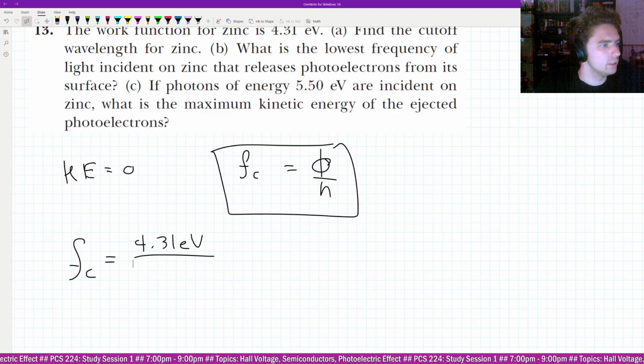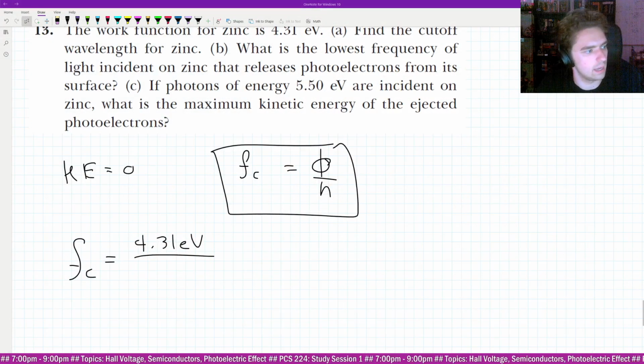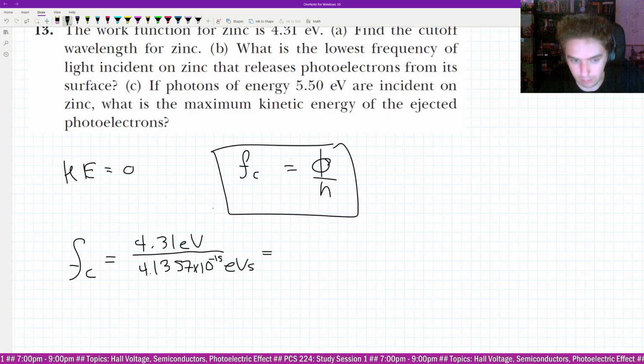Okay, so then I need to open it. Close that. I just need my h value in terms of electron volts. So that's going to be 4.1357 times 10 to the negative 15 electron volt seconds. And so that's just some number.